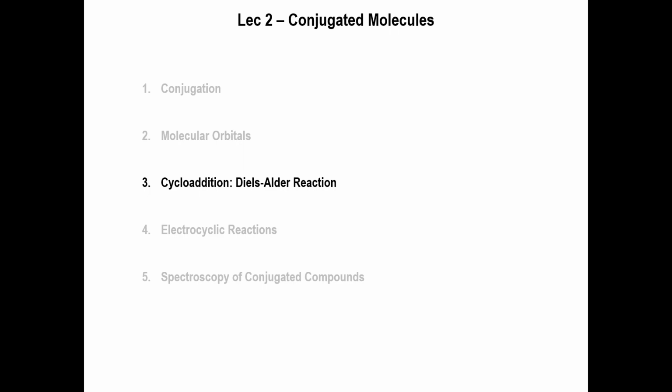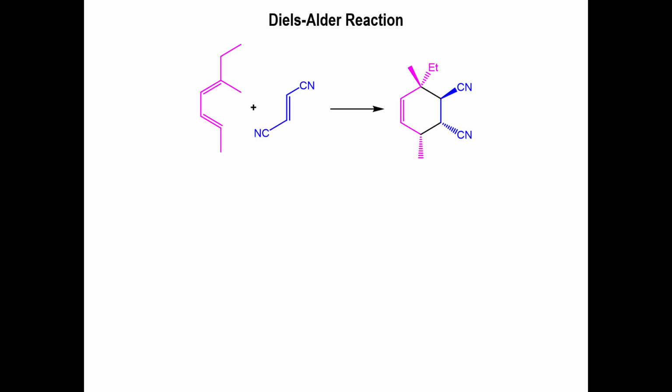All right, welcome back. Let's talk about cycloaddition reactions, specifically the Diels-Alder reaction. Okay, so this is a very important reaction in chemistry. It's been known for quite a while now, and it's a very useful reaction for making rings in particular.